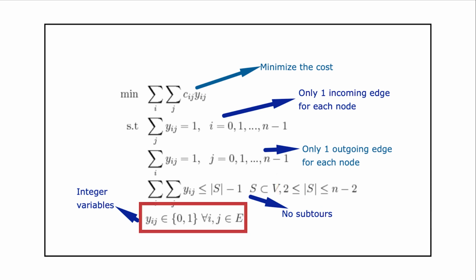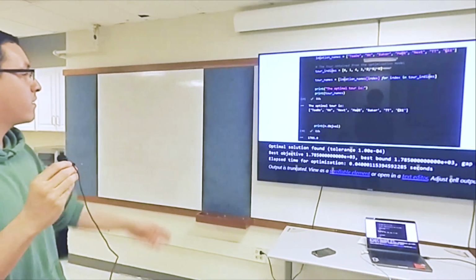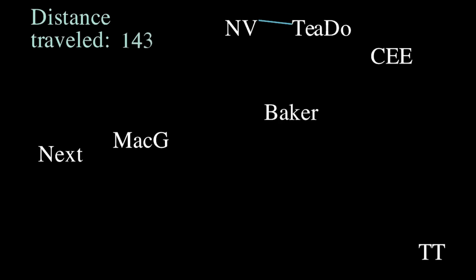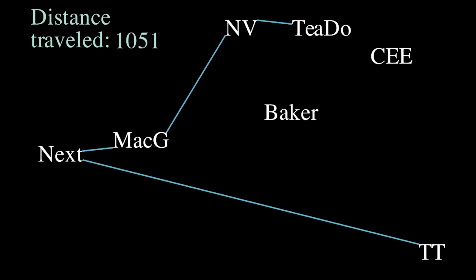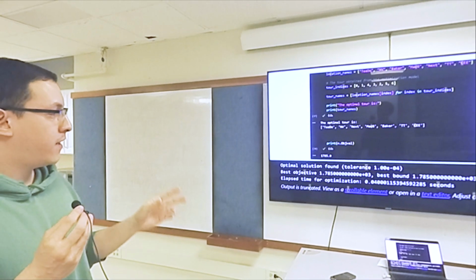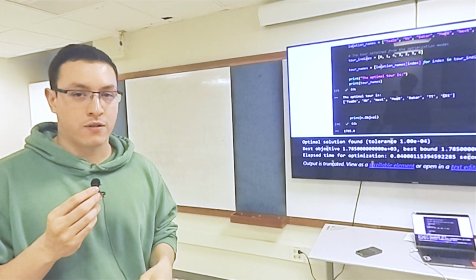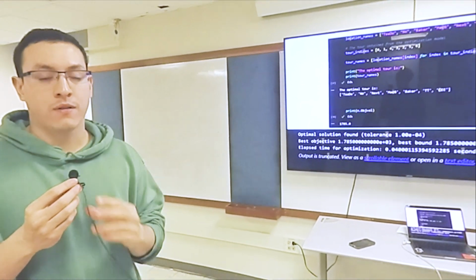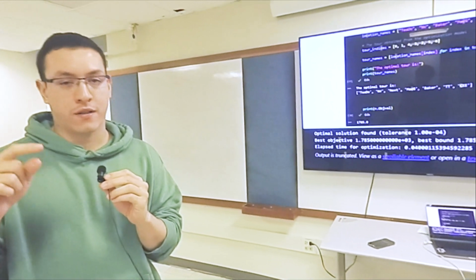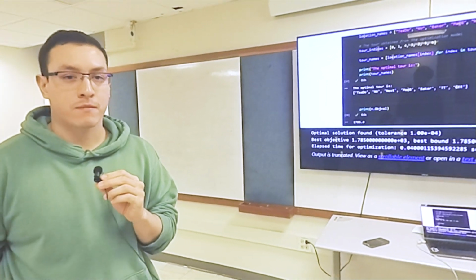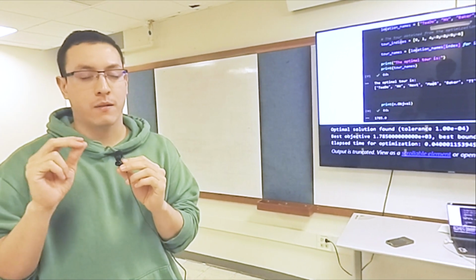Binary decision variables, as I mentioned. And essentially, the path is, we start at Tito, Newvassar, Next, McGregor, Baker, TT, CE. And then we head back to Tito. And, well, we get similar to some of our other friends, 1,785, but I guess the importance is, as the size of our graph expands, optimization can really yield the n squared times 2 to the n. But ideally, it might be a little bit faster than DP in some cases.